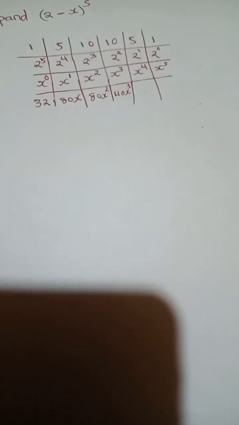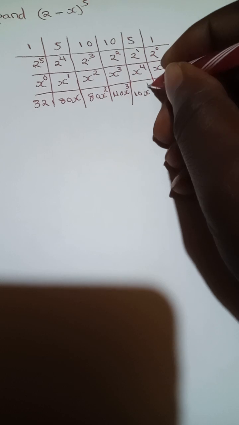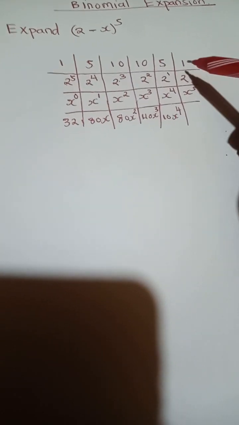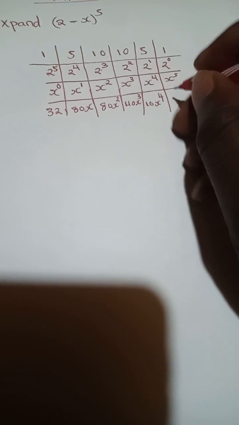10 times 2 raised to power 2 times x raised to power 3 is equivalent to 40x raised to power 3. Then 5 times 2 raised to power 1 times x raised to power 4 is equivalent to 10x raised to power 4. Then 1 times 2 raised to power 0 times x raised to power 5: any number raised to 0 is 1, so this one remains x raised to power 5.